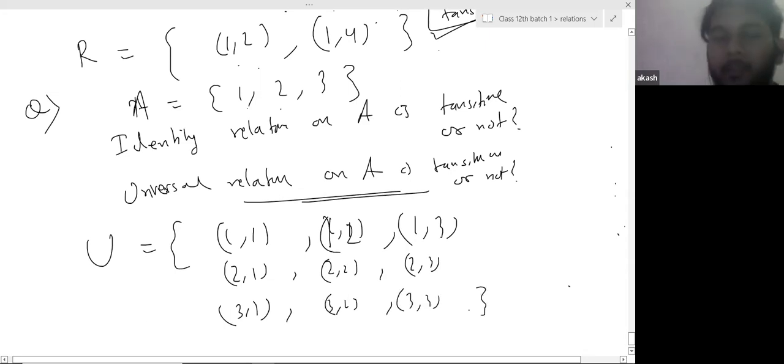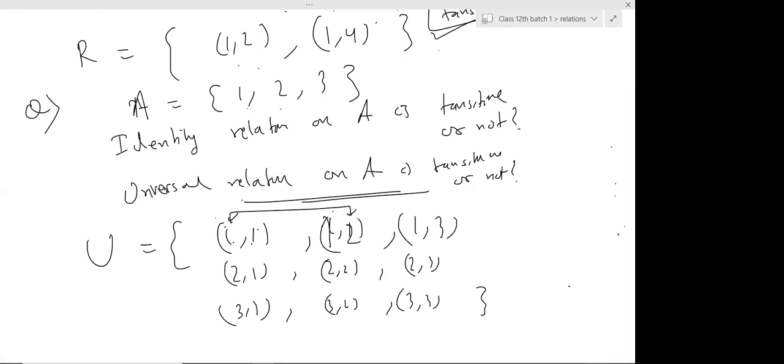All right. So for this to be transitive, let's start with the first element. (1,1) is there and (1,1) is there. (1,2) is there. Sorry, we are checking transitive. I forgot. All right, (1,1) is there, (1,2) is there. That means (1,2) must be there. Is this clear, everyone? Yes, sir.